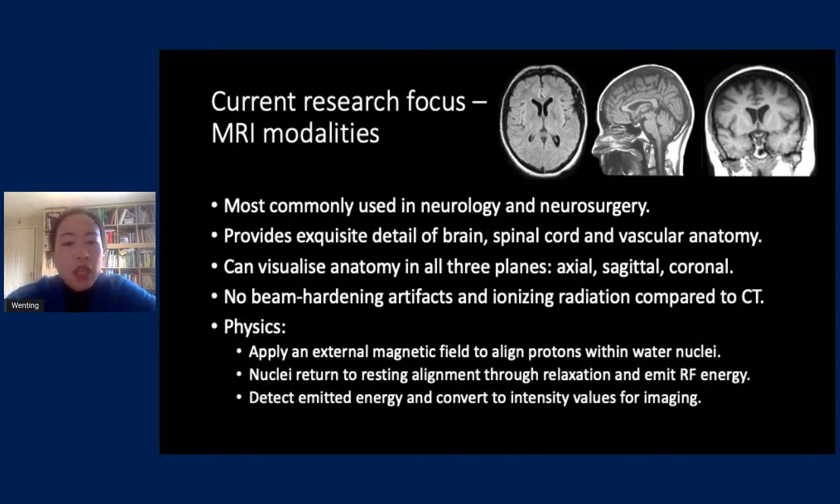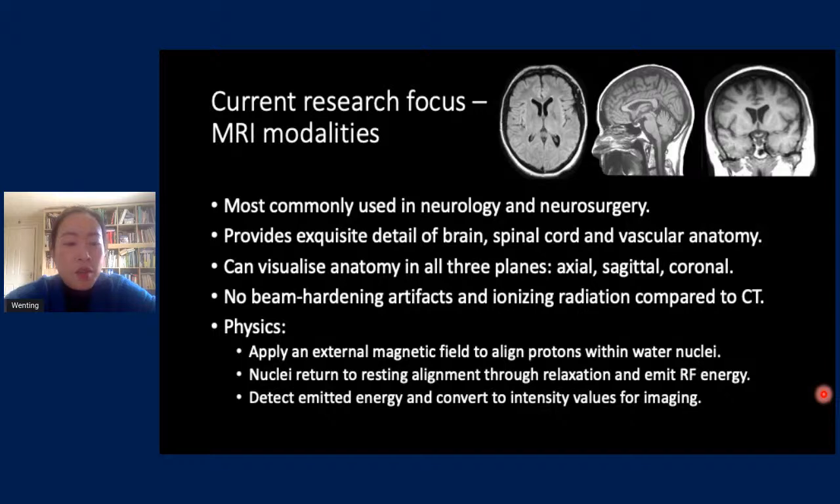One advantage of MRI is that it has less noise, so there are no beam hardening artifacts compared to CT. And a key advantage, of course, is that it doesn't have ionizing radiation compared to CT.